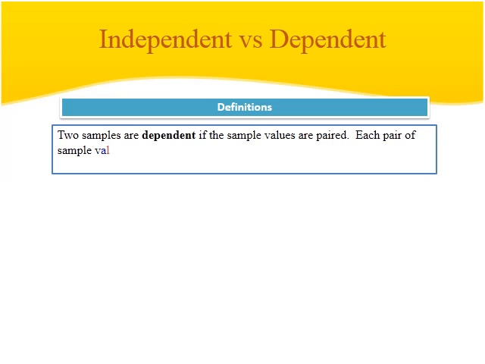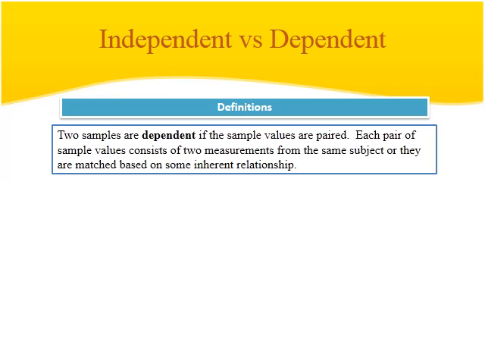So let's look at the definition. We say two samples are dependent if the sample values are paired. Each pair of sample values consists of two measurements from the same subject, or they are matched based on some inherent relationship. So let's look at a couple examples then.